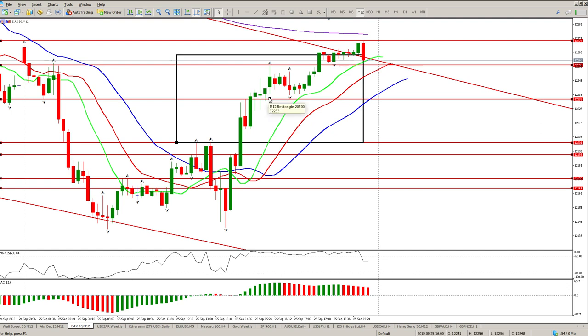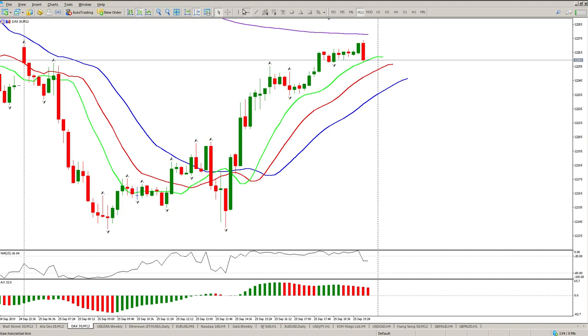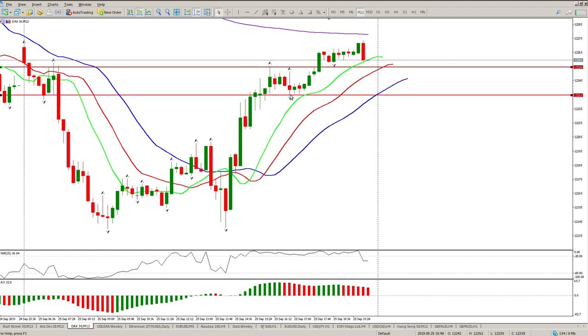Okay, so for me, in summary, that fractal break indicates a long for me. A break below this fractal here indicates a short. Okay, and the nice thing about this is my stop is 20, 21, 22 points.